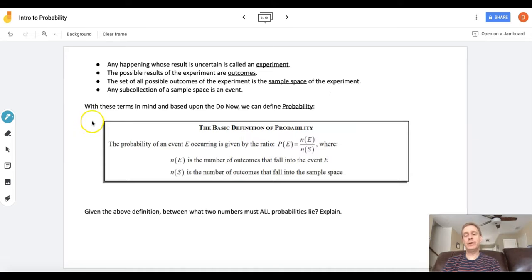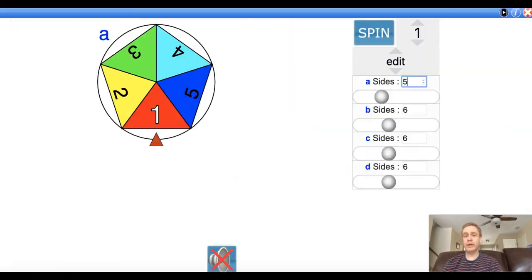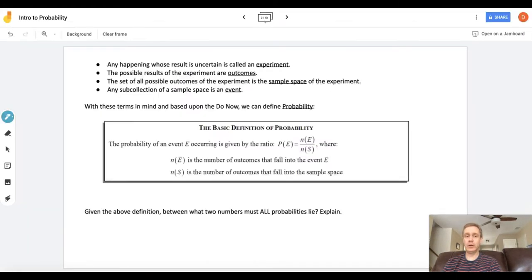So when you're dealing with probability, there's some terminology that you should perhaps be familiar with. An experiment is any happening whose result is uncertain. And so like the spinning of our wheel, that could be considered an experiment because when we spin it, we don't know what the result will be.